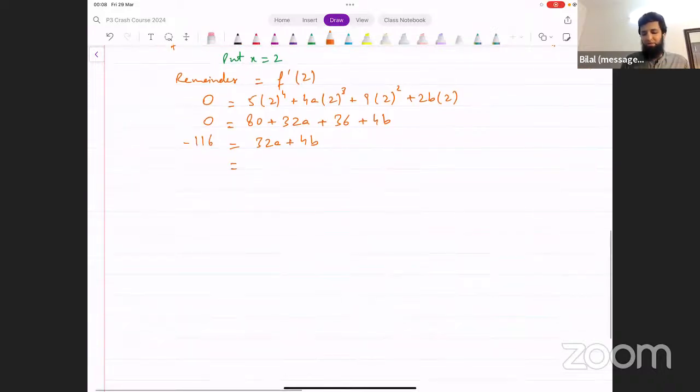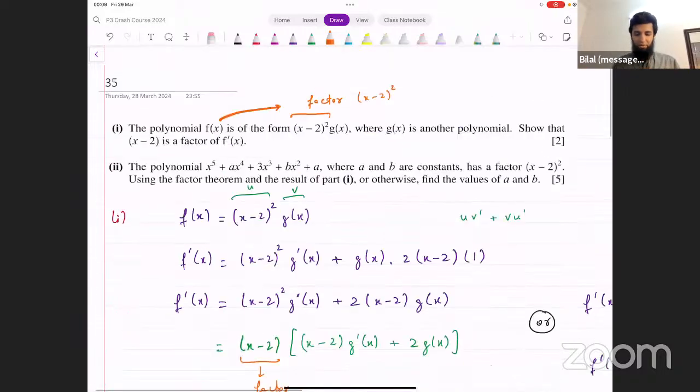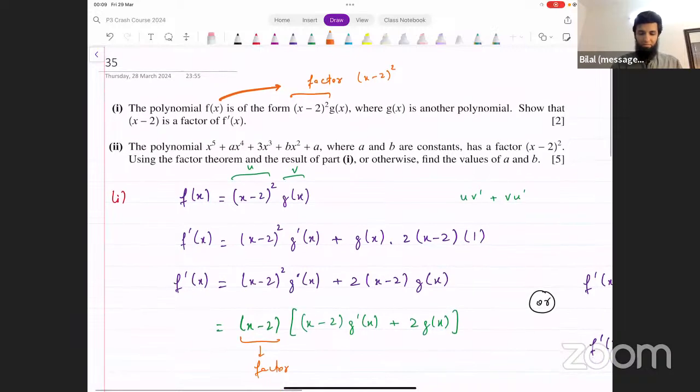Now, we could actually simplify this by dividing by 4. If we do that, we are left with 8a plus b equal to 116 divided by 4, that is 29, so minus 29. This is another equation that we have. So this is another equation in terms of a and b. Now, we've got two equations in terms of a and b. We can just solve them simultaneously now to find the values of a and b. All right. That's all that we've got to do now.